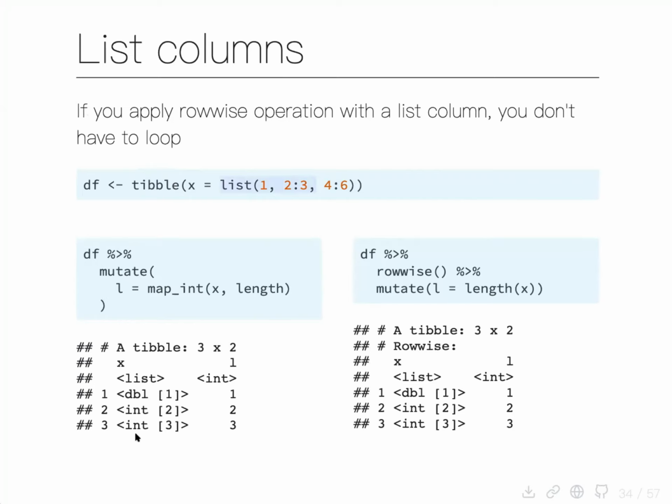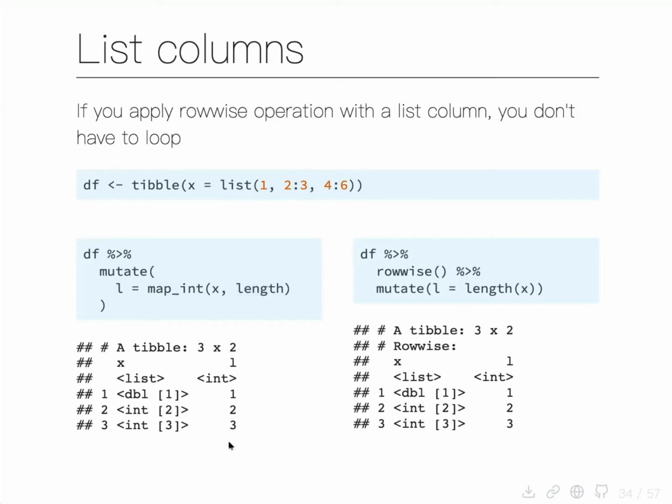If I wanted to compute the length of each of those vectors, the way that we have been doing it, I would take df, I would pass it to mutate, and I would create a new column, which I'm calling L, but you could call whatever. And I'd say map int or map double x, so loop through x, and compute the length. Okay? And this would give me 1, 2, 3.